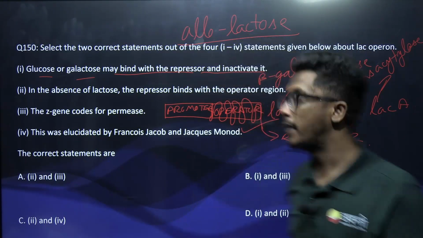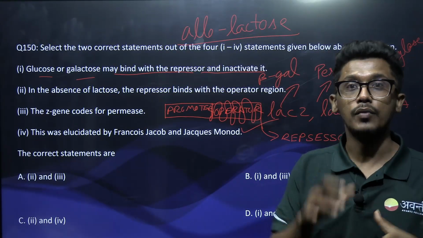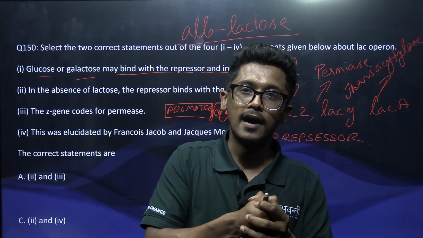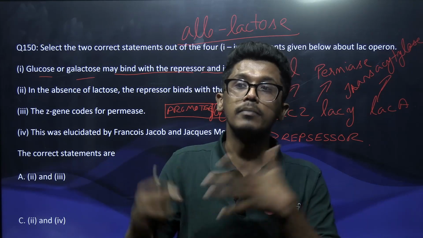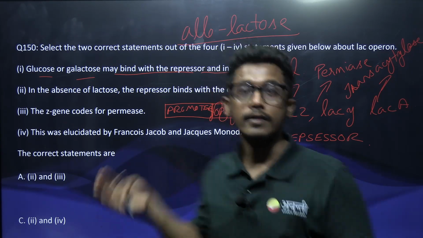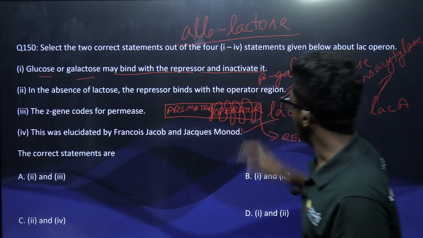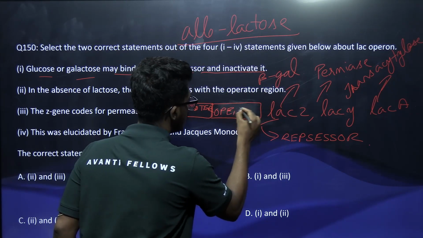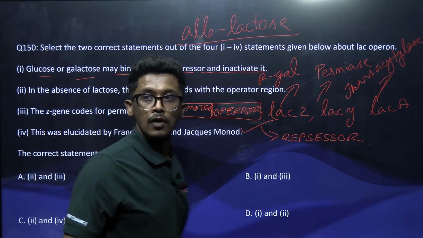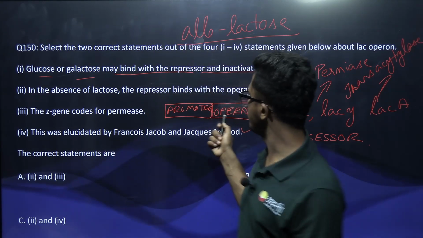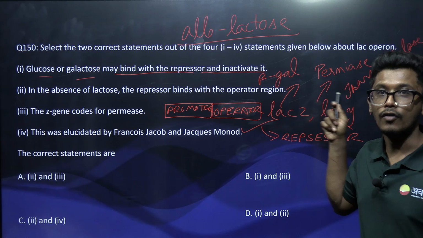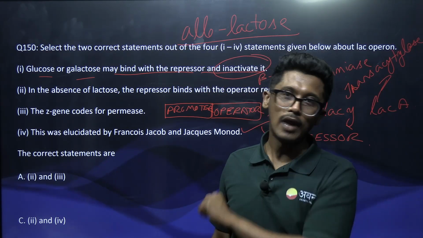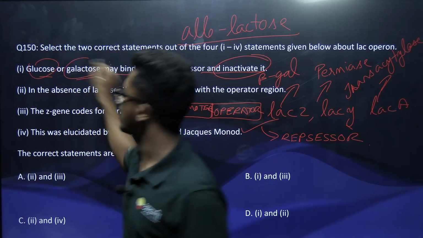So they can only go and bind to the repressor. Why? Because the repressor is very sensitive to lactose or allolactose. The allolactose goes and binds to the repressor. Once they form these structural modifications, the repressor cannot recognize the operator region. When it cannot recognize the operator region, what happens here? The operator becomes free. When the operator becomes free, now the gene expression will start. Who is activating or inactivating? The allolactose is doing. The glucose and galactose do not have a role.